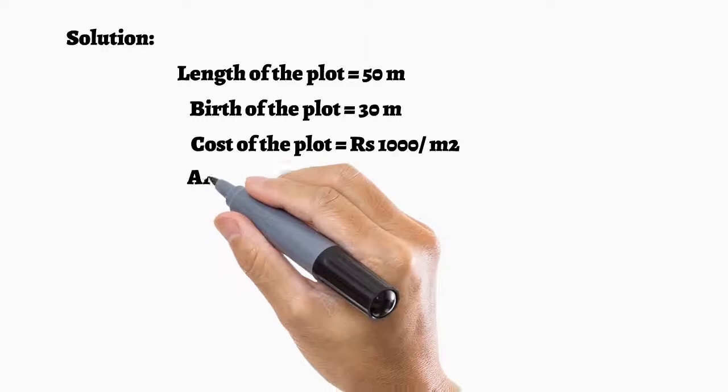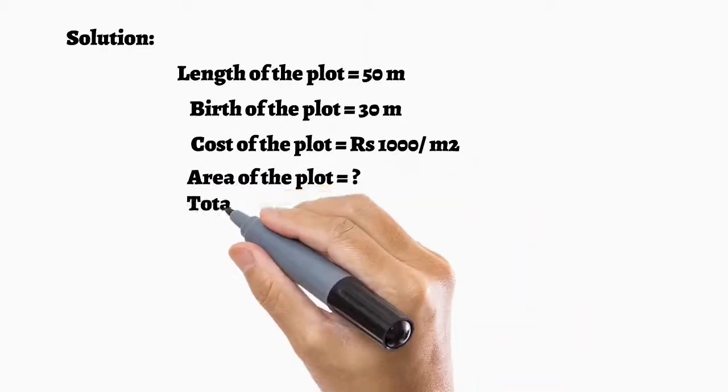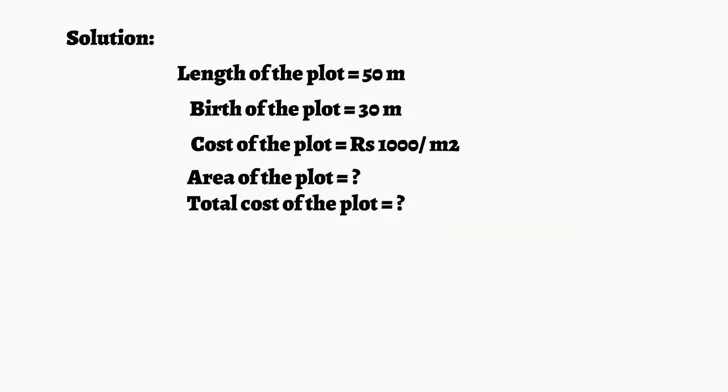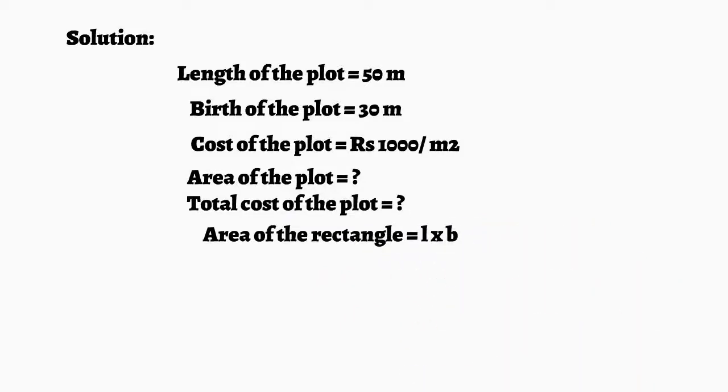Area of the plot equals? Total cost of the plot equals? Here we don't know the area and total cost of the plot. We know the equation of the area. Area of the rectangle equals L into B. Give the value of length L, which is 50, then the multiplication sign, and next the breadth value, that is 30.